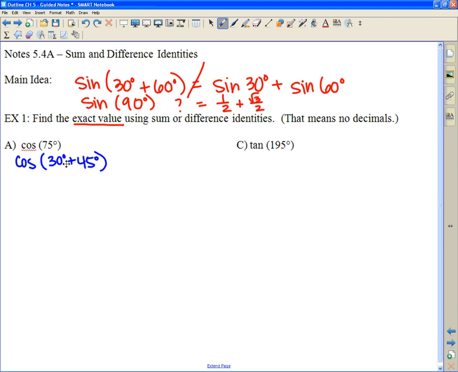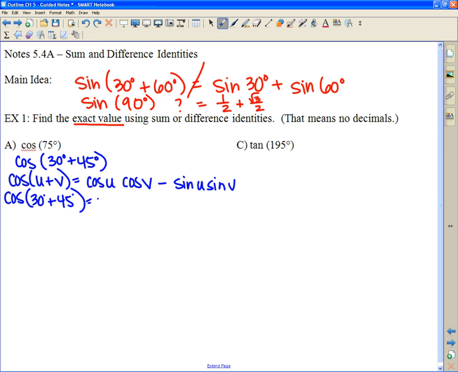So I have done the correct procedure here. This is a sum of cosines, so we are applying this formula. Cosine is cosine, cosine, sine, sine. Cosine of u, cosine of v, sign change. If it's plus here, it's minus here. Sine of u, sine of v. And in our situation, u is 30 and v is 45. So this will be the cosine of 30 times the cosine of 45 minus the sine of 30 times the sine of 45.